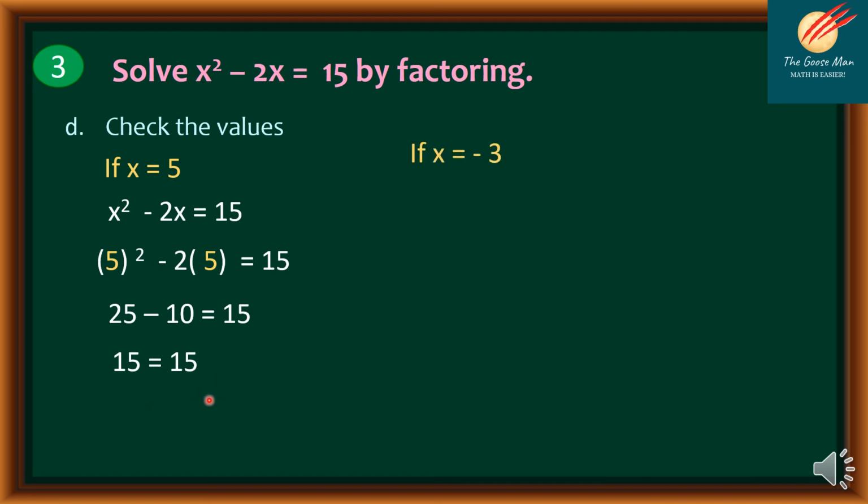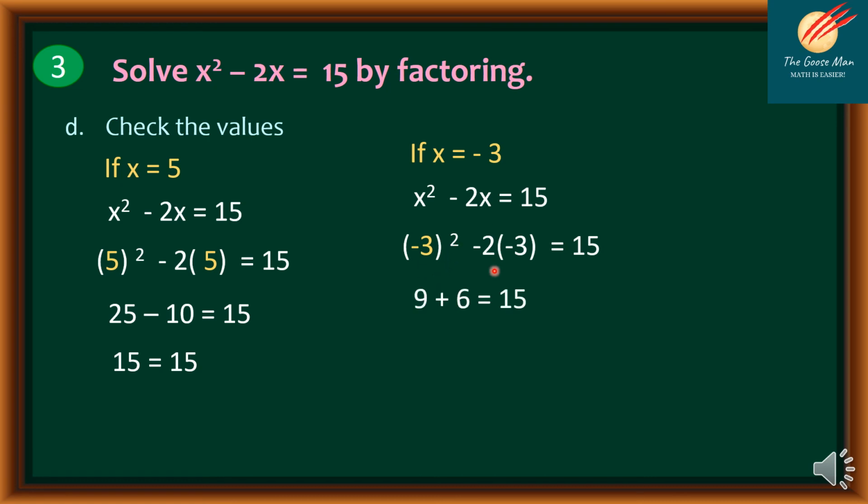Next, if x is equal to negative 3, we have x squared minus 2x equals 15. Substituting the value of x is equal to negative 3, we come up with negative 3 squared is equal to 9. Negative 2 times negative 3 will give us positive 6. So we have here 9 plus 6 is equal to 15. Truly, 15 equals 15. Therefore, we can say that x is equal to 5 or x is equal to negative 3.